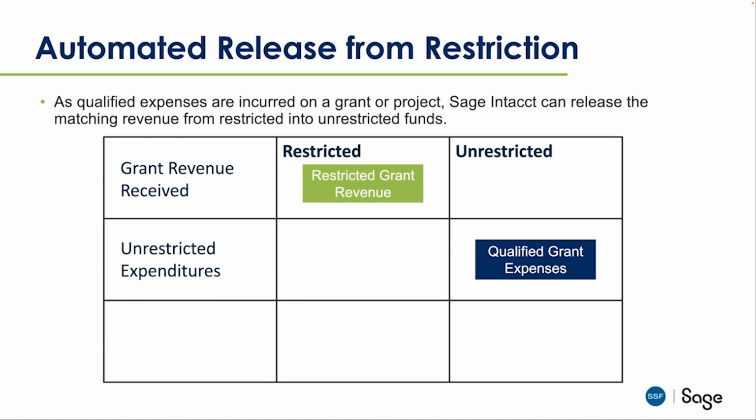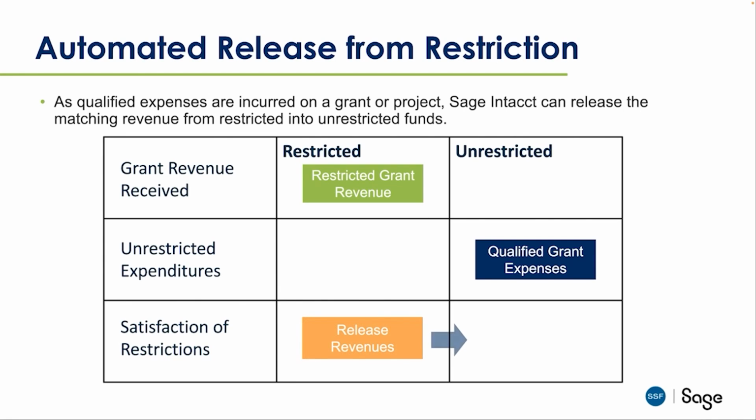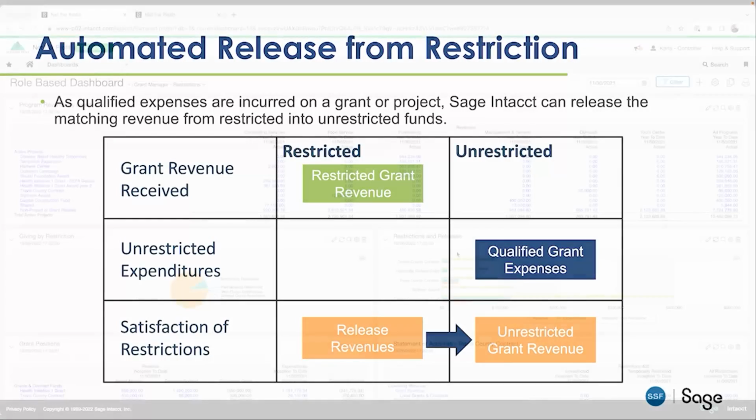So now we've satisfied some of the restriction on that grant by spending some of that money. So the last piece of the puzzle then is to release that restricted revenue into unrestricted as the spending restriction has been satisfied. That can be kind of tedious if you have a whole lot of grants. So let's take a look at how Sage Intacct can help not-for-profit accountants stay on top of that process.